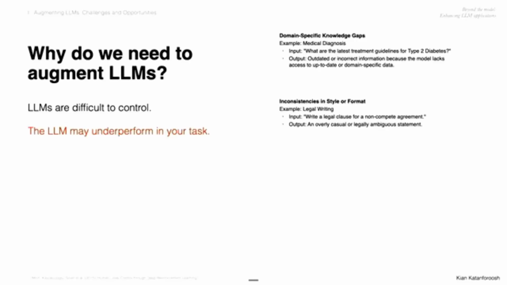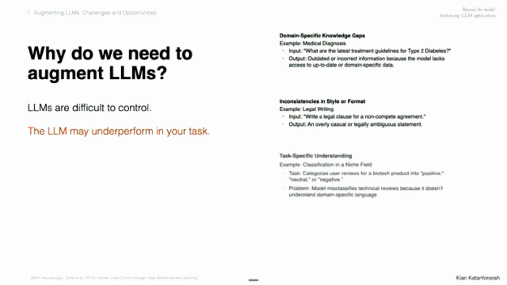Inconsistencies in style and format. So imagine you're building a legal AI agentic workflow. Legal has a very specific way to write and read, where every word counts. If you're negotiating a large contract, every word in that contract might mean something else when it comes to the court. And so it's very important that you use an LLM that is very good at it. The precision matters. And then, task-specific understanding, such as doing a classification on a niche field. Here, I pulled an example where, let's say, a biotech product is trying to use an LLM to categorize user reviews into positive, neutral, or negative.